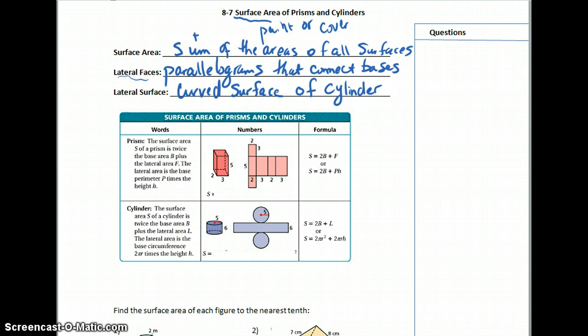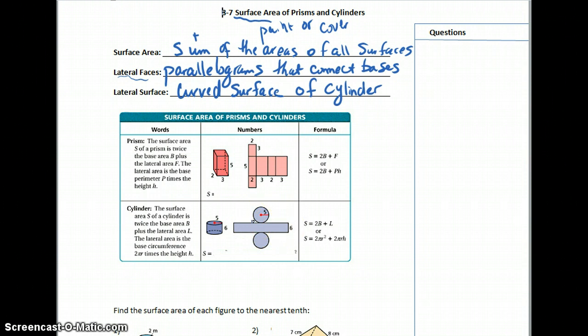The lateral faces, if you think face, you kind of think of just a prism. So down here, you're looking at the faces. It says parallelograms that connect the bases. So if we locate the bases, the top and the bottom, the lateral faces are everything in between. Likewise, the lateral surface is the curved surface of a cylinder. It connects the bases of the cylinder. Notice, here's the base, here's another base. It's the area in between.